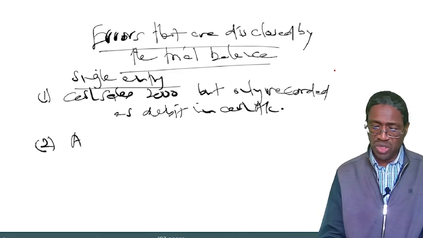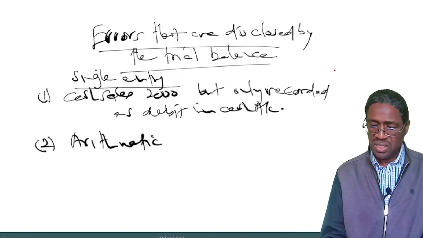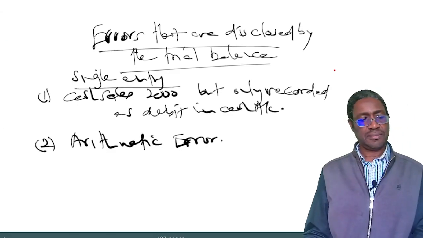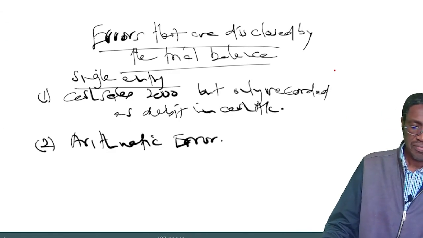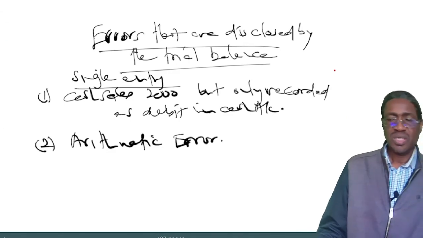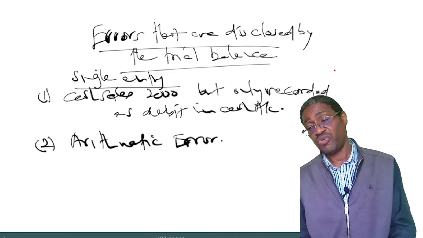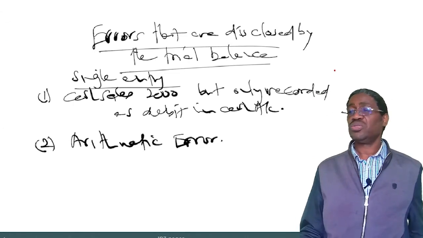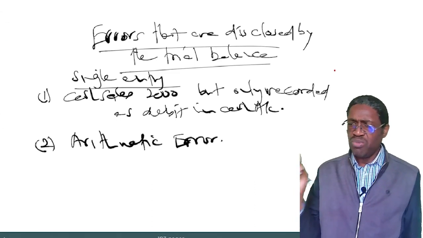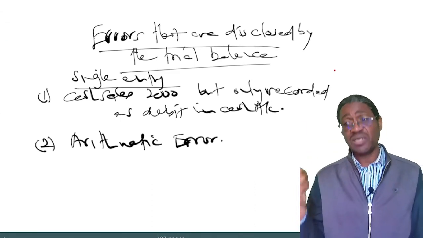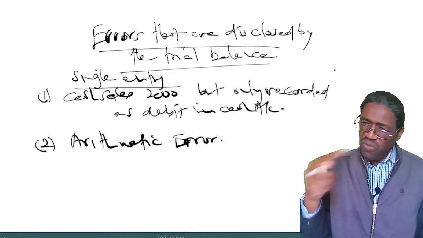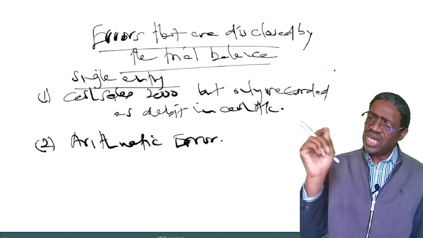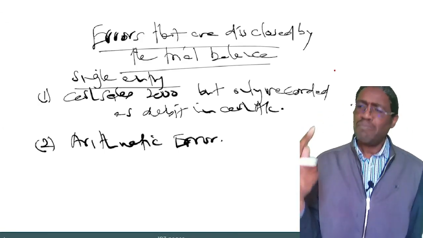Another example is what we call arithmetic error. Listen, we did the topic, for example, of books of original entry. And I told you the totals of those day books, you post them to the ledger accounts. And it's from the ledger accounts that you prepare a trial balance.